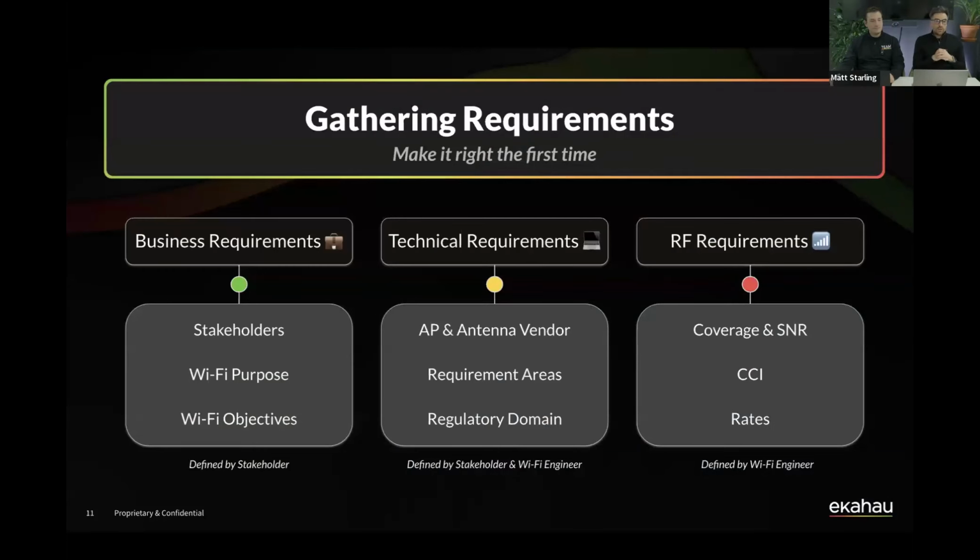When it comes to a Wi-Fi design, the most critical part of it is actually gathering the requirements. So you could have two identical warehouses, but the business objectives for each of the warehouses could be so different that you would actually end up designing and installing the access points in different ways, maybe at different heights, maybe in different locations, maybe using different antennas.